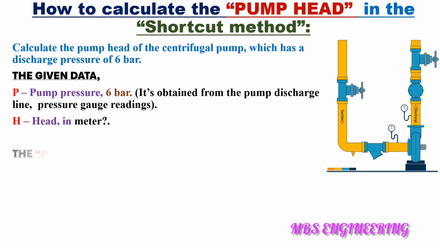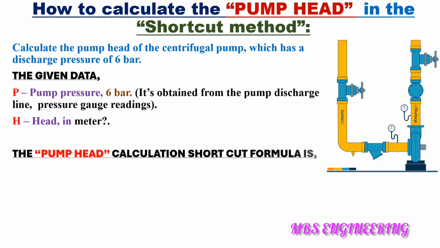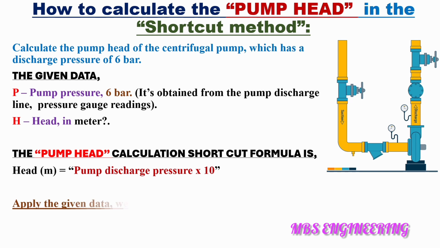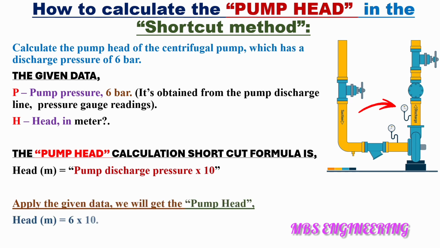Next, the pump head calculation shortcut formula is: pump head in meters is equal to pump discharge pressure multiplied by 10. Applying the given data, we will get the pump head. Head is equal to 6 bar, which is obtained from the pressure gauge readings, multiplied by 10. Therefore, the obtained pump head is 60 meters.